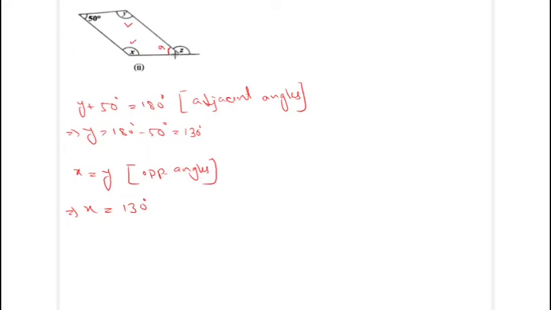Now come to this angle A. x and A are adjacent. So what we will do? We will write angle x plus angle A equals 180 degrees. Now the value of angle x is 130 degrees, plus A equals 180 degrees. So A equals 180 degrees minus 130 degrees, which equals 50 degrees. That means the value of this angle is 50 degrees. Again we have to write adjacent angles.